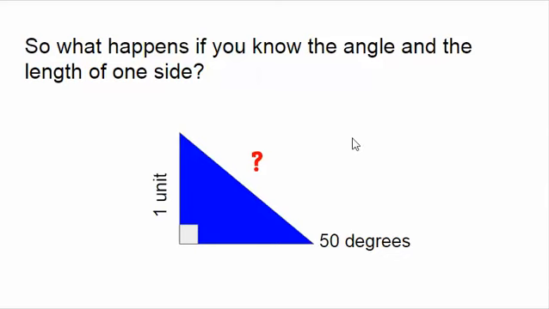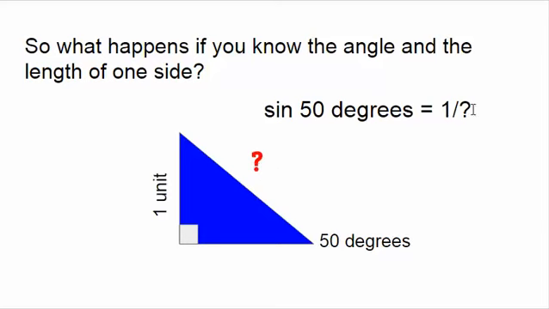Okay, so what happens if you know the angle and the length of one side? Well, here we know the angle. This is 50 degrees, and we know that the length of the other side is 1 unit. But we don't know what the hypotenuse is, and we want to know what the hypotenuse is. So, which function would this be? It would be the sine. The sine of 50 degrees is equal to the opposite divided by the hypotenuse. In this case, 1 divided by the question mark. We don't know what it is.